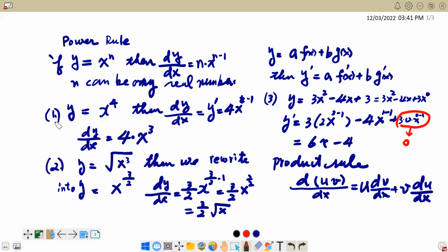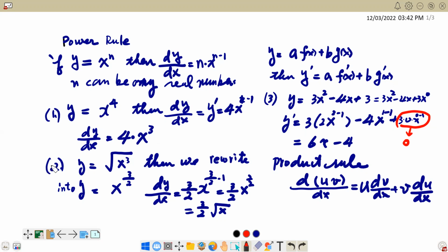For example, if y equals x to the fourth, then n equals 4. Then the derivative of y, sometimes we use y prime, will be 4x to the 4 minus 1. So your final answer is 4x to the third.